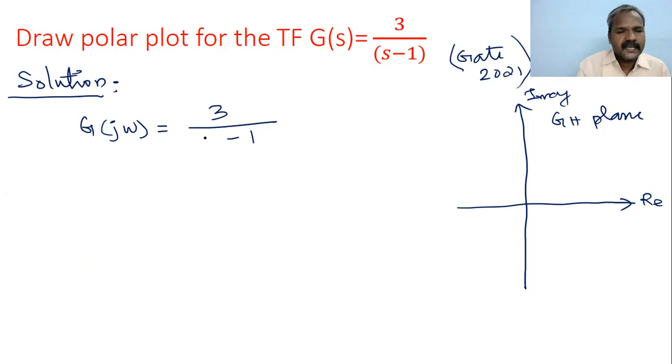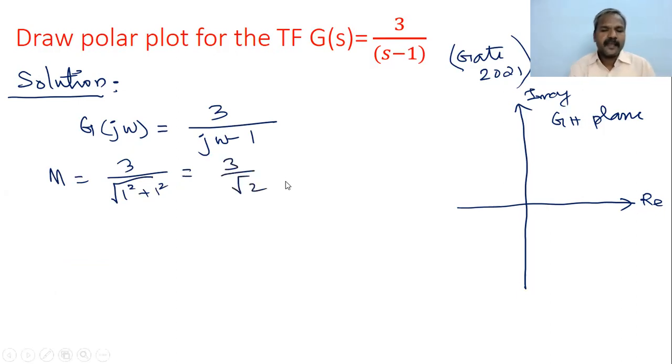So j omega. So what is magnitude? Magnitude is equal to 3 divided by square root of 1 square plus 1 square. So 3 by root 2. What is the phase angle?